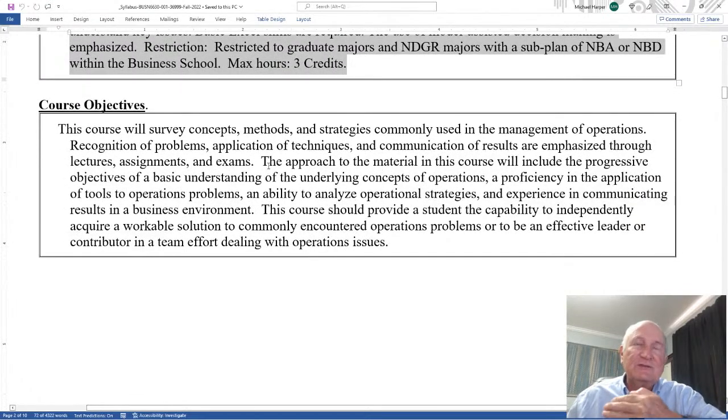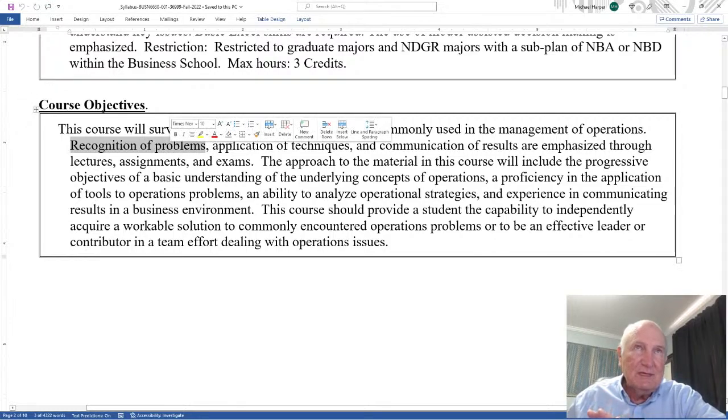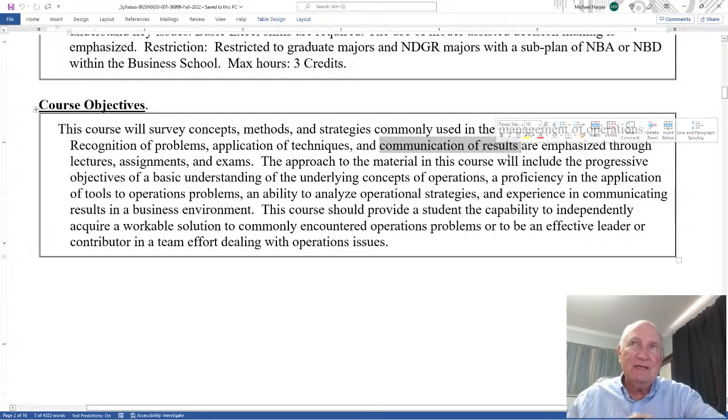These are the course objectives. These are my objectives for the course. This course will survey concepts, methods, and strategies commonly used in the management of operations. What I mean by survey concepts, methods, and strategies is that I do that through different assignments, through different types of approaches: recognition of problems, recognizing what the problem is, application of techniques, doing it correctly, and communication of results, communication in a business environment.